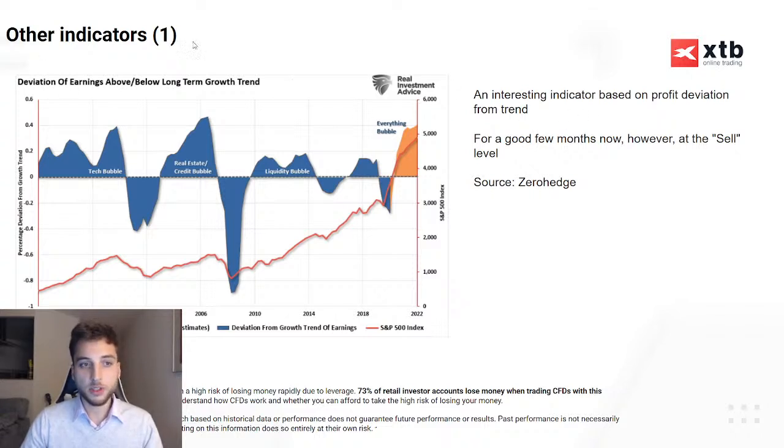So let's take a look at a couple of interesting indicators. An interesting indicator based on profit deviation from trend for a good few months now. However, at the sell level, again, we are seeing a lot of indicators which traditionally may have made sense to have these at these levels. And if you look at tangible factors, yes, okay, maybe these markets are overvalued, but it doesn't seem to matter at the moment. So investors still have faith in these projects, still have faith in these stocks.